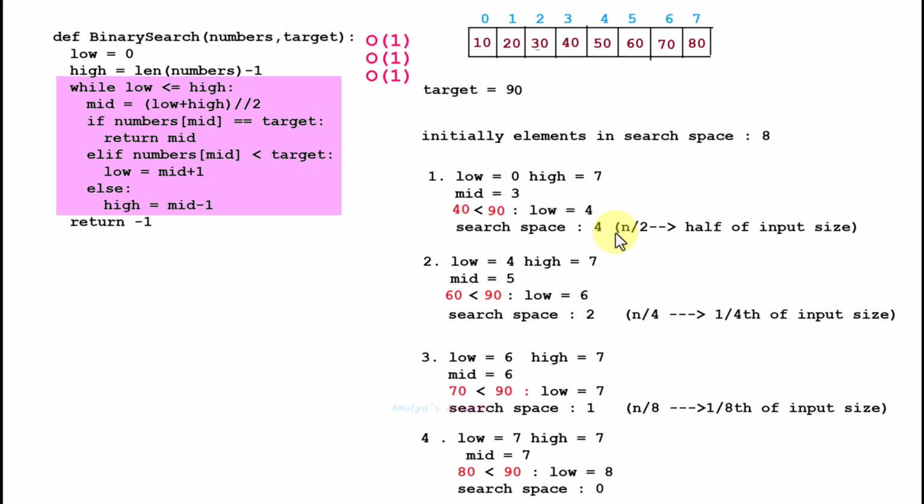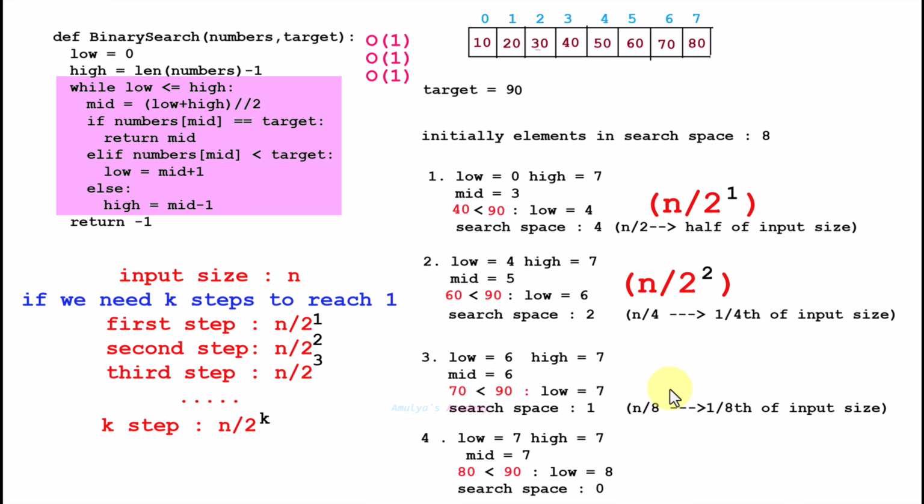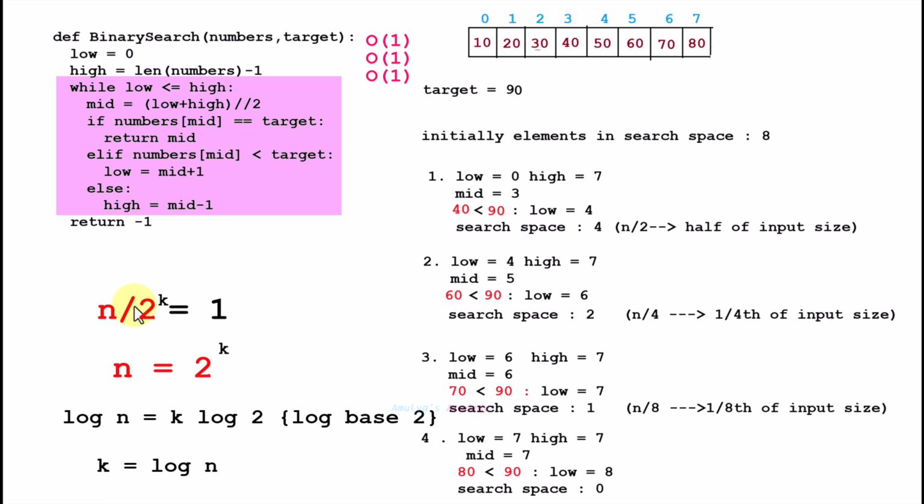And we can write like this also. So in the first iteration we'll get n by 2, 2 power 1. Then here we can write it as n divided by 2 power 2, n divided by 2 power 3. We can generalize like this. So when input size is n, if it takes k steps to reach search space as 1, then we can write it like this: n divided by 2 power k equal to 1. Then n equal to 2 power k, if I apply log here, k equal to log 2 n.